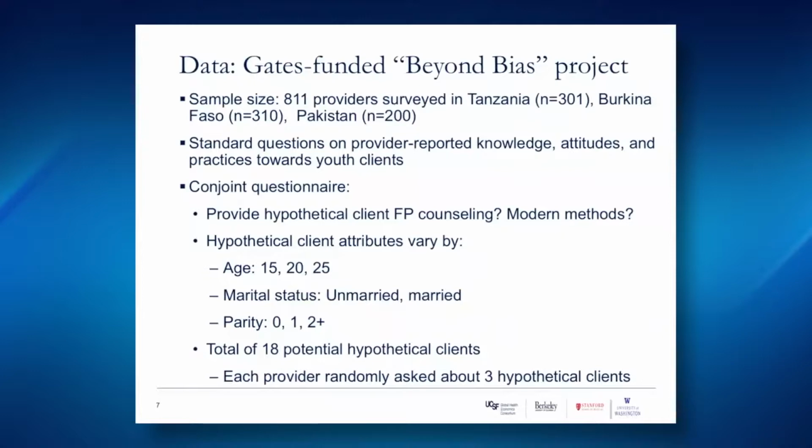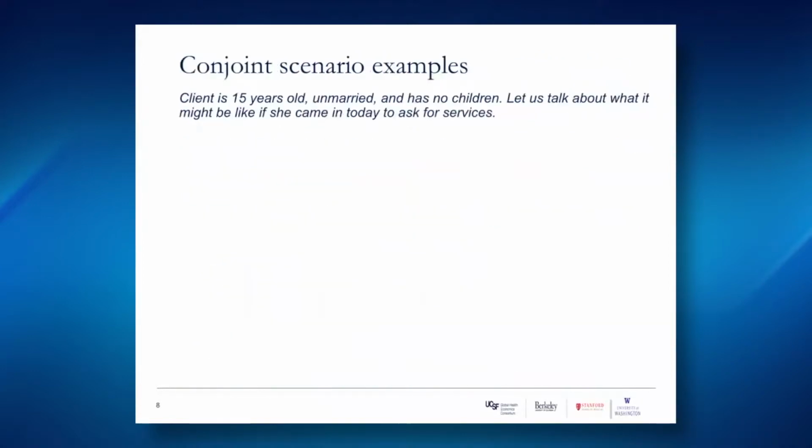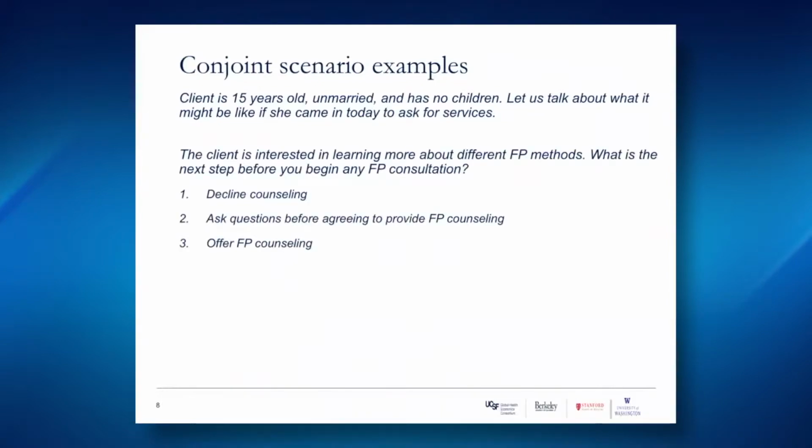With each provider that we interviewed, we only asked them about 3 potential clients. I mean, it's just overload to ask them about all these different types. So for example, we said, well, here's a client who's 15 years old, unmarried, has no children. Let's talk about what it might be like if she came in today to ask for services. So the client is interested in learning more about different family planning methods. What's the next step? Before you even begin a consultation, would you just decline counseling?